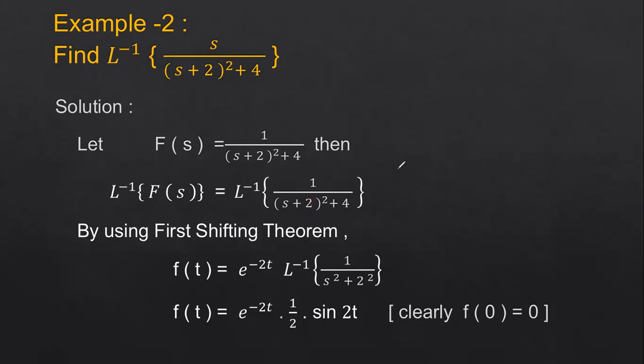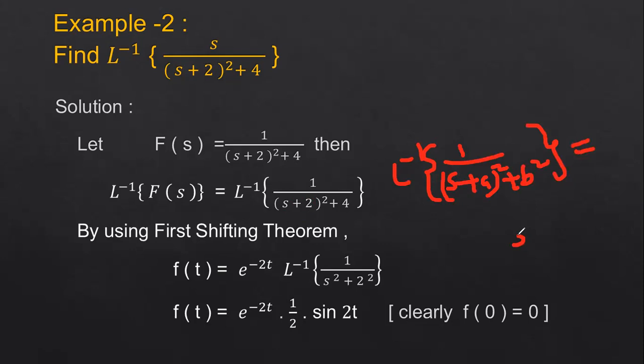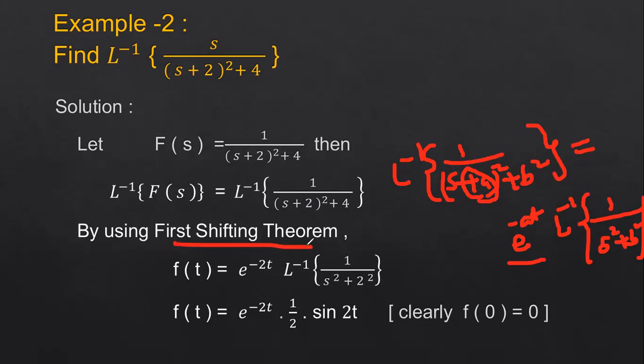That is nothing but simply Laplace inverse of 1 by (s plus a) whole square plus b square. So if it is of this type, it can be written as e power minus at into Laplace inverse of 1 by s square plus b square. Okay, this is the equation. So plus a can be written as e power minus at by using this first shifting theorem.